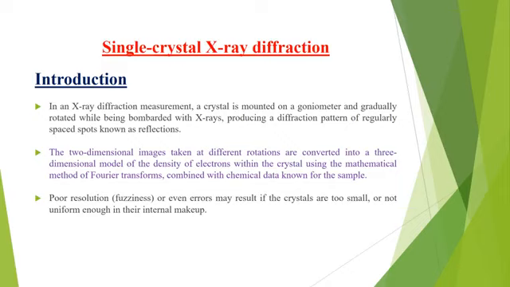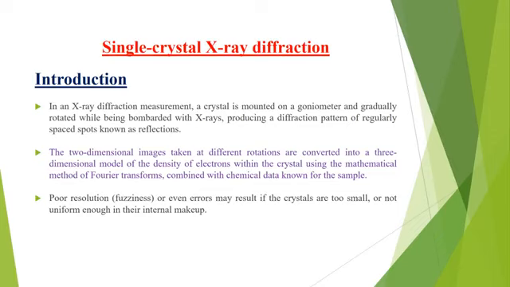Poor resolution or fuzziness or even errors may result if the crystals are too small or not uniform enough in their internal makeup. So here we can see that in an X-ray diffraction machine, a single crystal is mounted on a goniometer, which is rotated all the time when the X-rays are being bombarded on the crystal. That produces a diffraction pattern of regularly spaced spots, and these diffraction patterns are known as reflections.